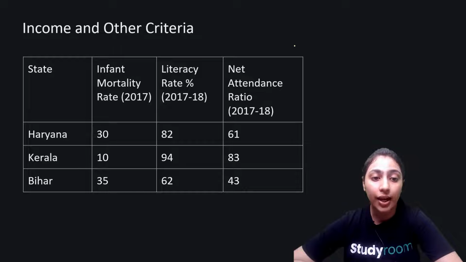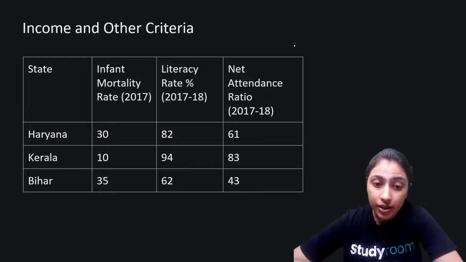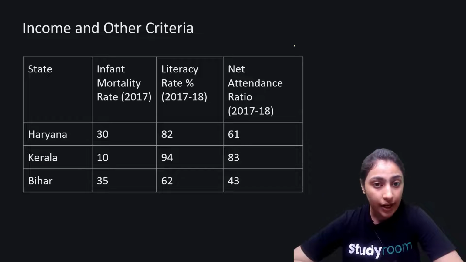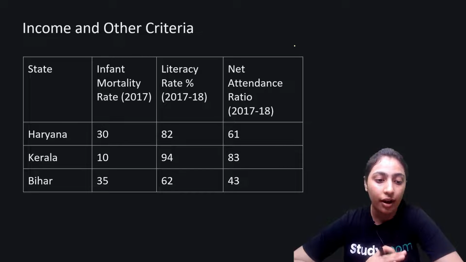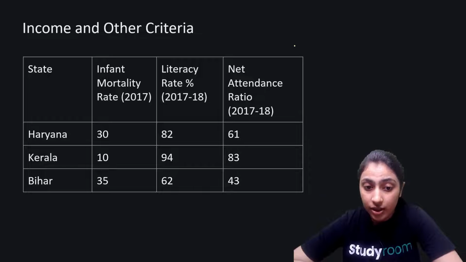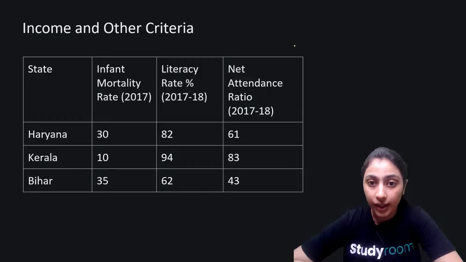Whereas if you see in Kerala, infant mortality rate is really less. That's a good thing. Now literacy rate is also very good at 94%, and net attendance ratio, again it's very good, it's 83. Now if you see Bihar, then infant mortality rate is the highest as compared to Haryana, Kerala and Bihar. So in Bihar, infant mortality rate is 35. Literacy rate is 62 and net attendance ratio over there is 43.